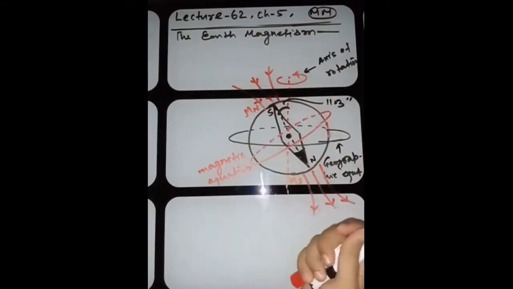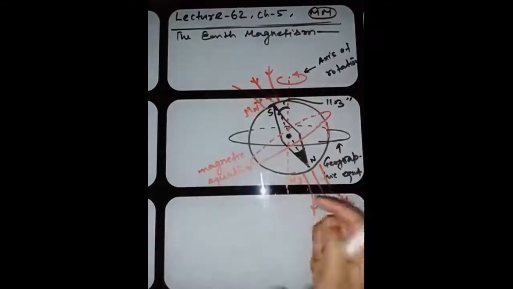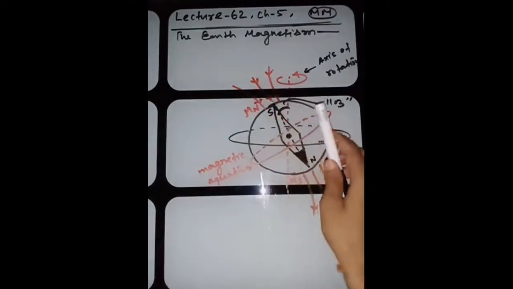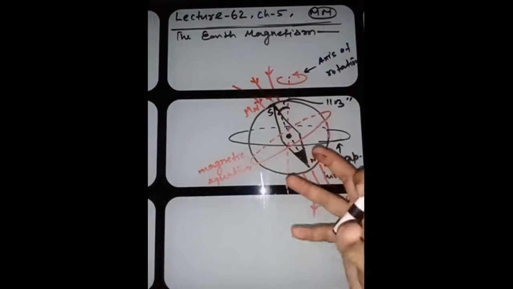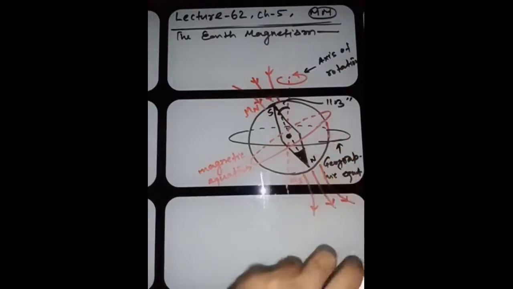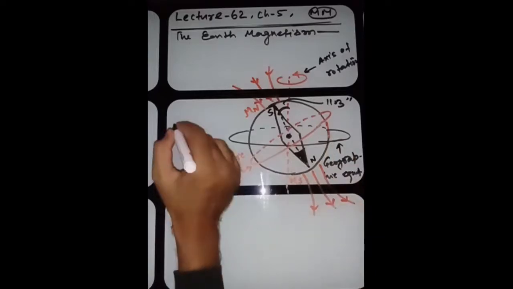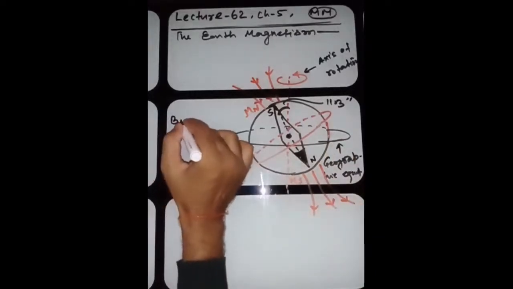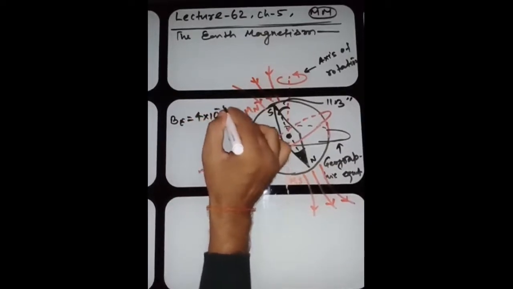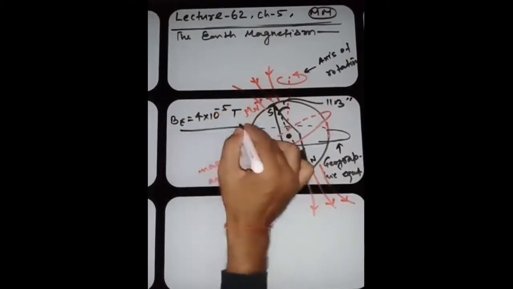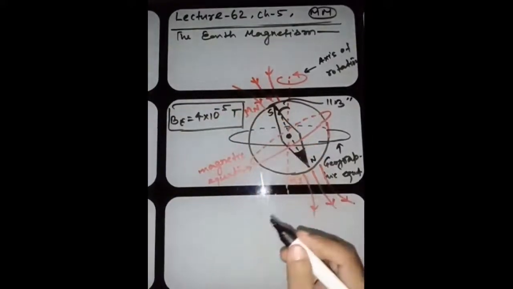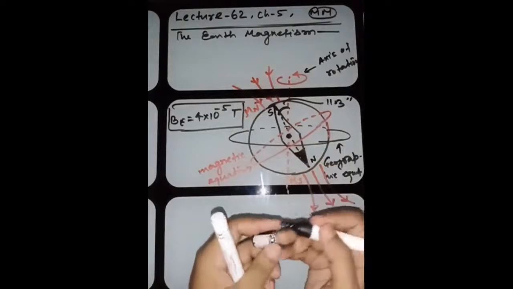Now, one more thing you should remember: the magnitude of the magnetic field of the Earth at the Earth's surface is about 4 times 10 to the power minus 5 Tesla. Remember always, it is 4 times 10 to the power minus 5 Tesla. This is a fact you should remember, my dear students.